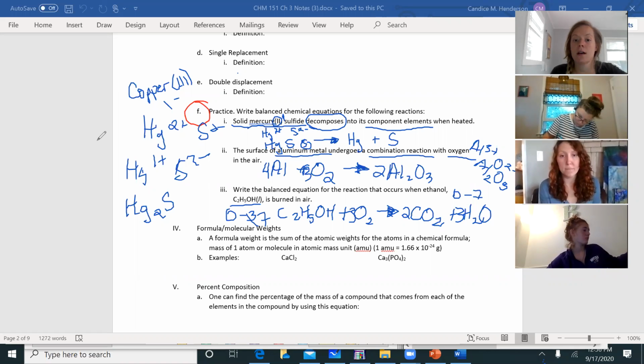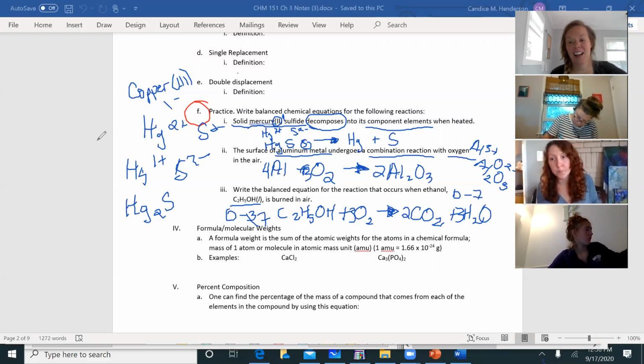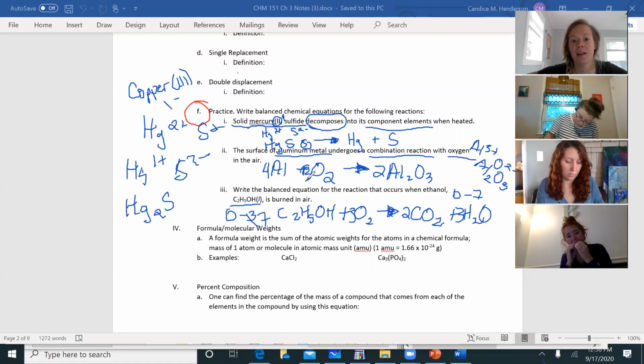Any other questions on working on that? So it's just, you've got to remember your nomenclature. You've got to remember how to name stuff. That I think is the hardest part. It's not even the balancing, it's getting from the words into this.